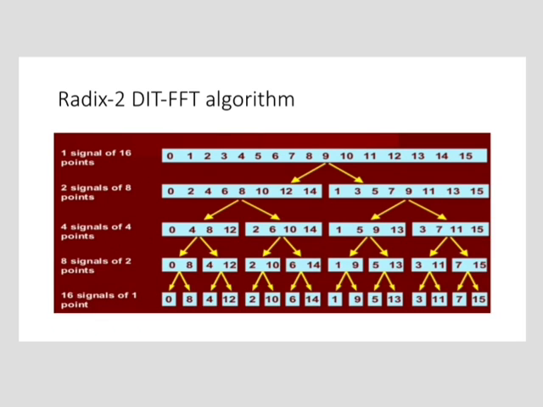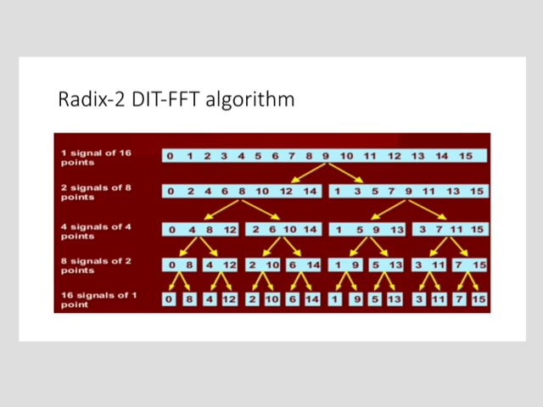So here is one example of the radix 2 DIT FFT algorithm. One signal of 16 points. So in the first line there are 16 points, and these 16 points are nothing but one signal. Then two signals of 8 points. These 16 points are divided into two parts, so one signal becomes two signals.